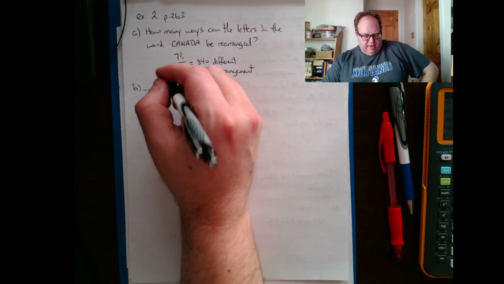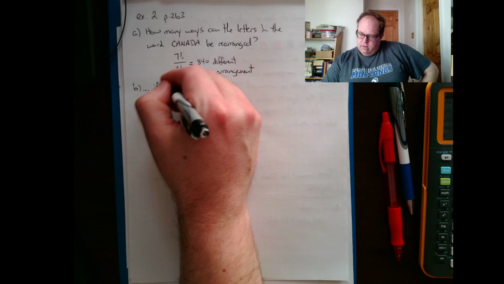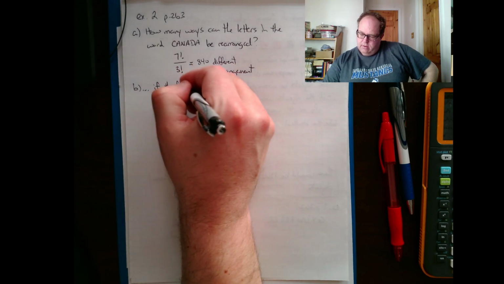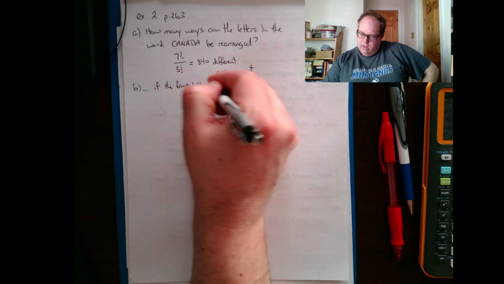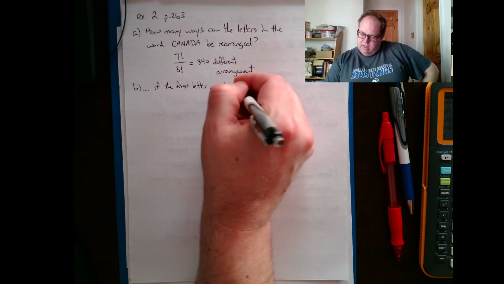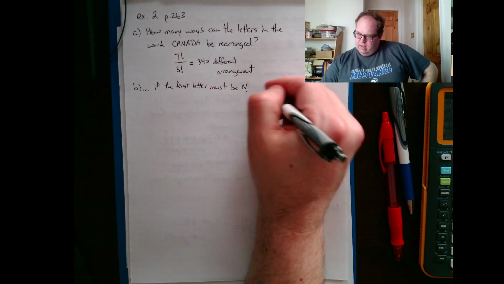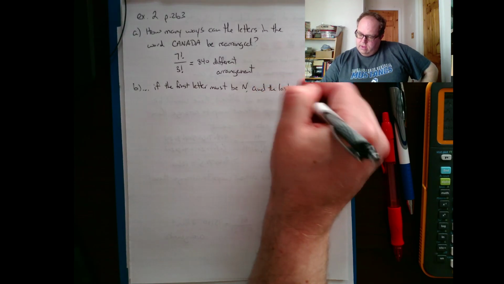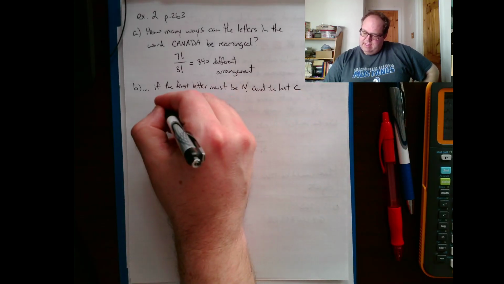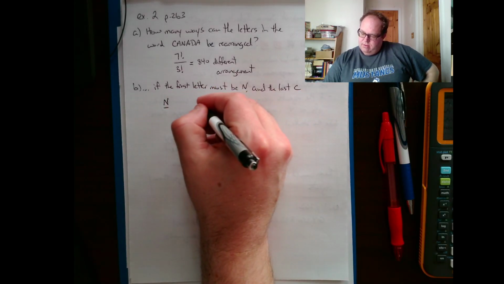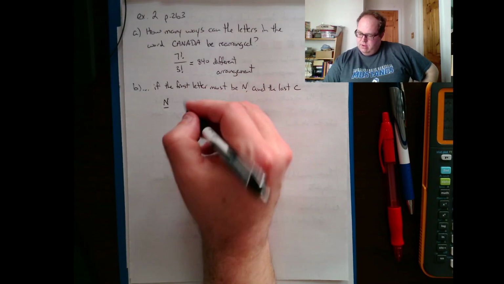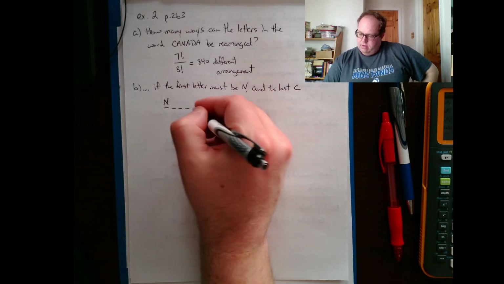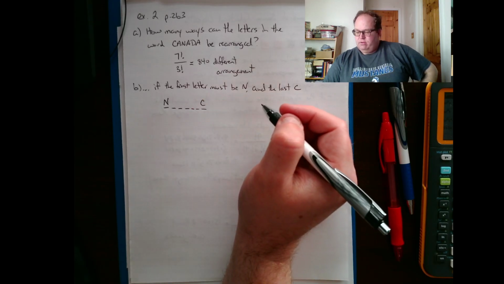Now how many ways to arrange them if the first letter must be N and the last? So what that does is it fixes the N and the C in place, and then you've got 5 more letters to arrange there.